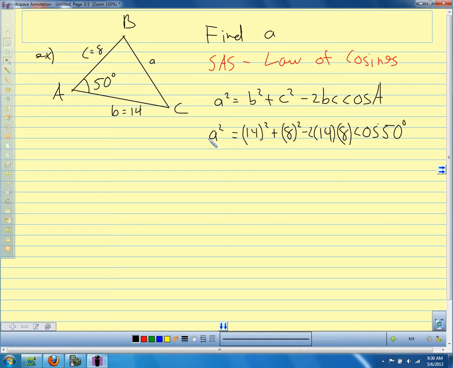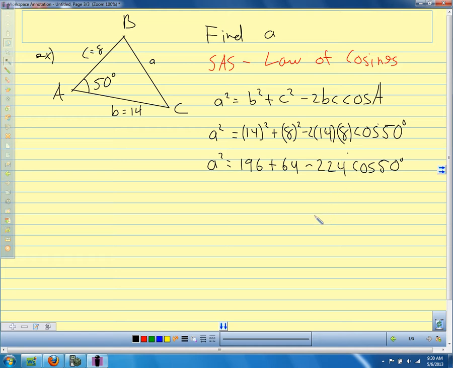Now I'm going to write these steps out. I'm going to write a lot of steps out to point out where people usually make mistakes. You don't necessarily have to write as many steps as I write up here, but I just want to make sure that everybody's on the same page in terms of how we do these problems. So I'm going to say A squared: 14 squared is 196, plus 64, minus 2 times 14 times 8 is 224, times the cosine of 50 degrees.